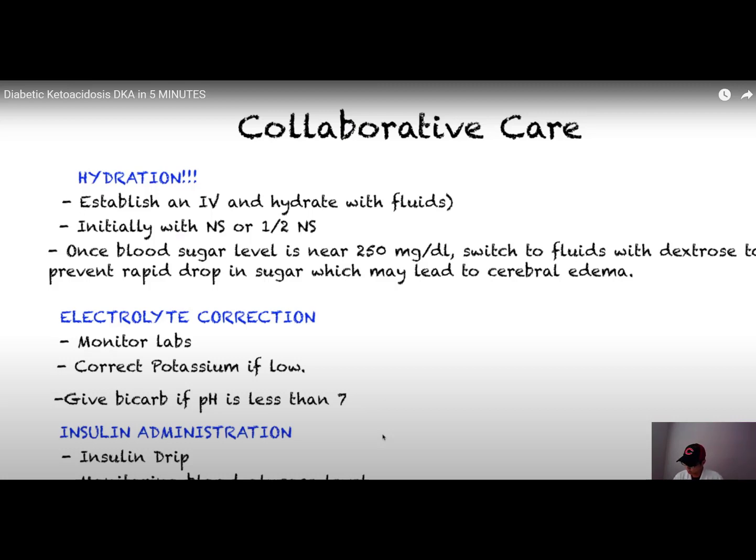Lastly, we also want the goals to be clearing the ketones in the blood and clearing the glucosuria in the urine. So we will also be checking that as well.